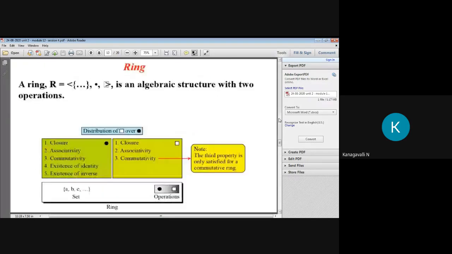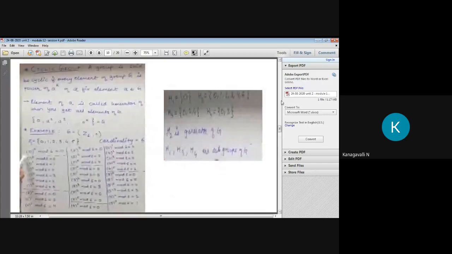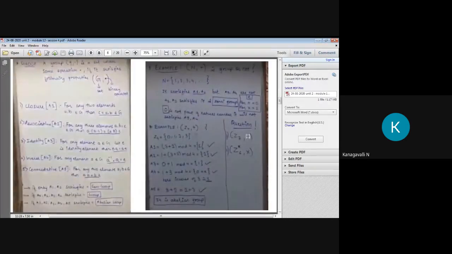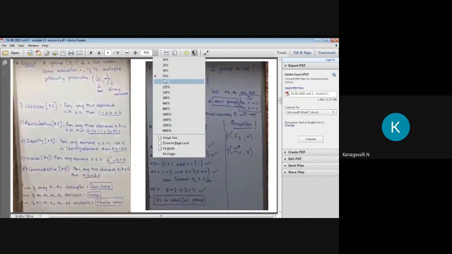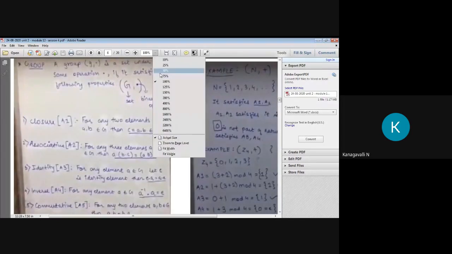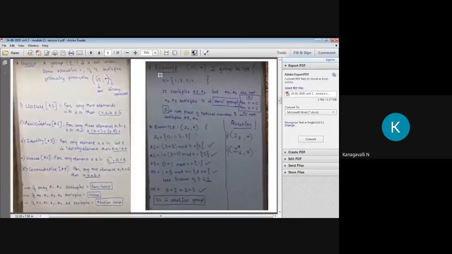So please note down this homework. Just try it by yourselves and give the answer for this group. Z7 plus and Z star 6 with multiplication, right? Please take a screenshot of this page. Just you have to check, right? In the next class, you will give the answer. I'll ask you in the class, right? I need the answer for these two questions. Z7 plus, Z star 6 comma multiplication.